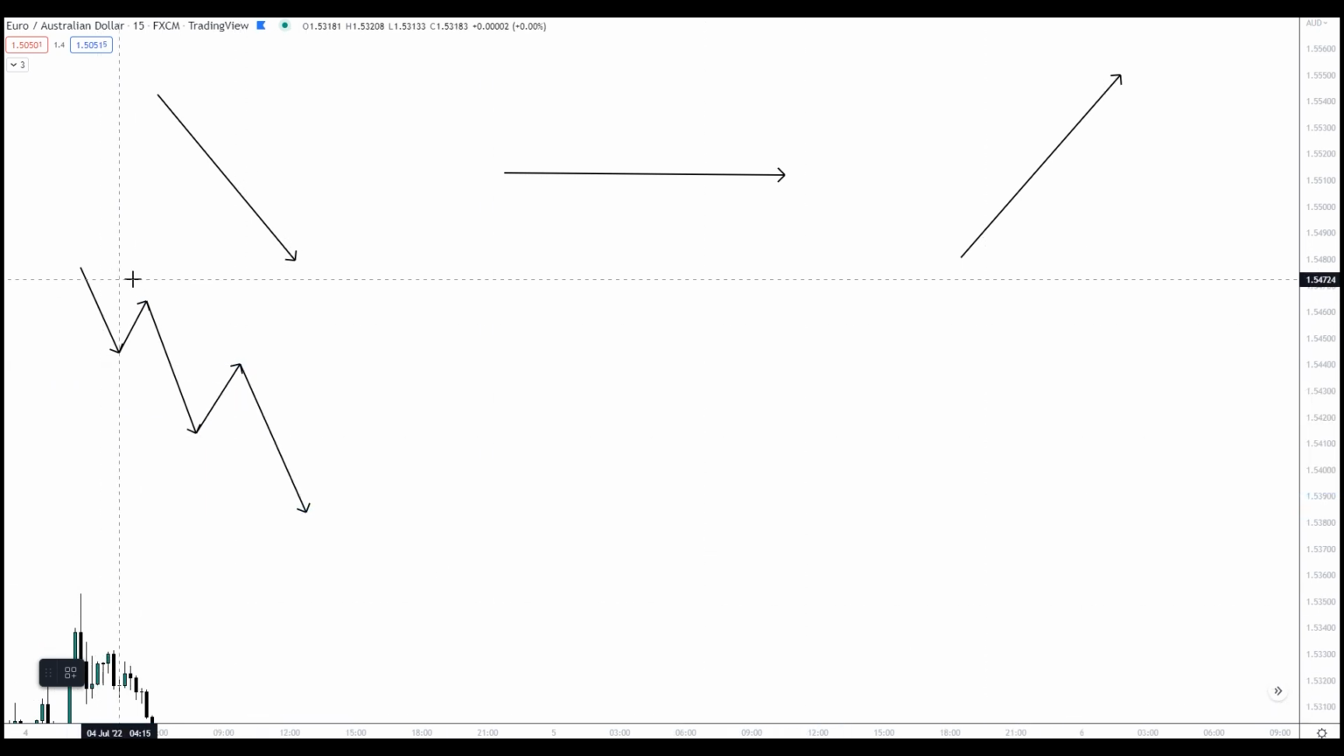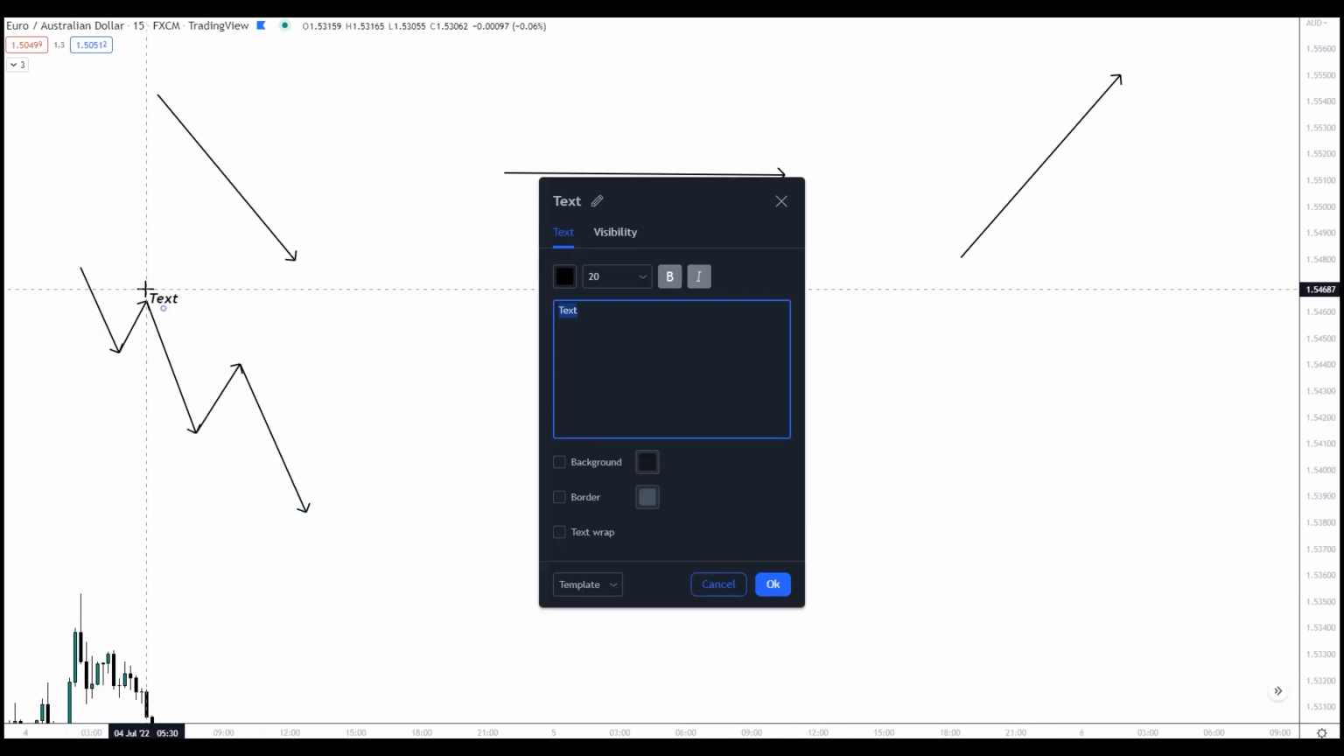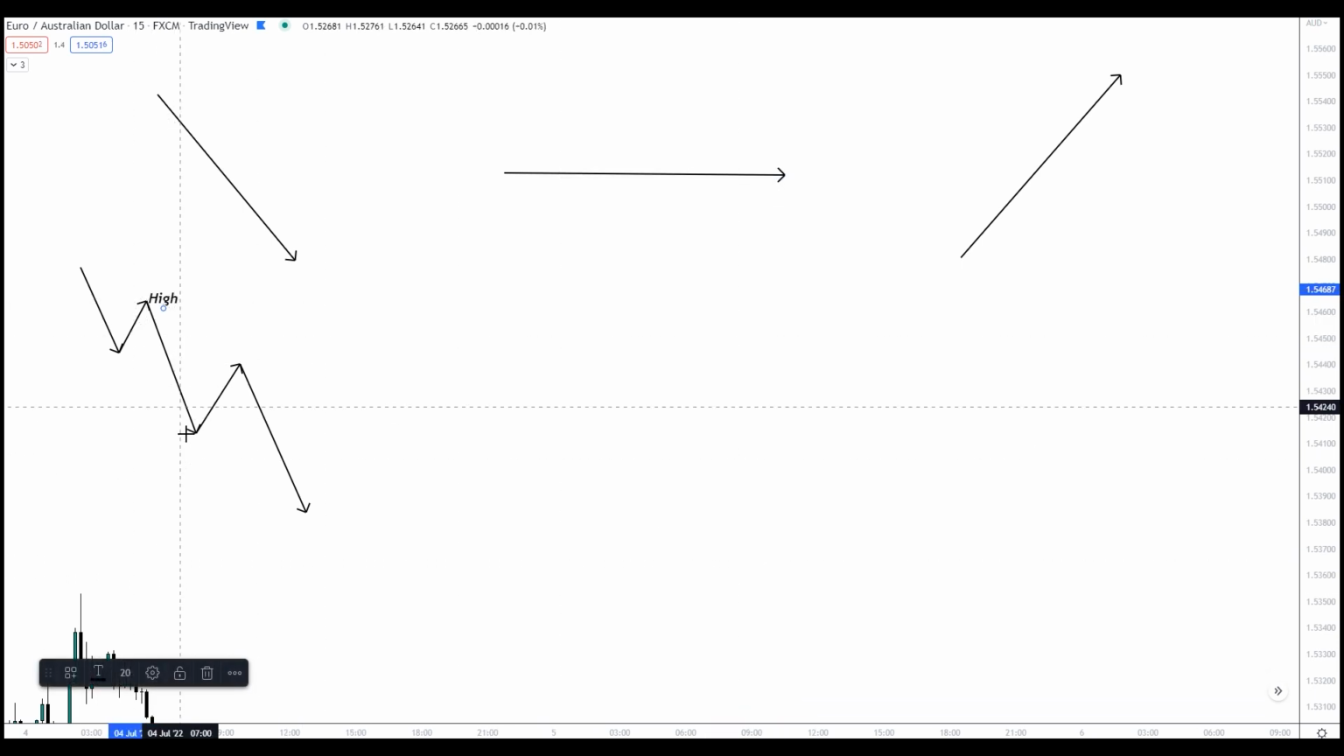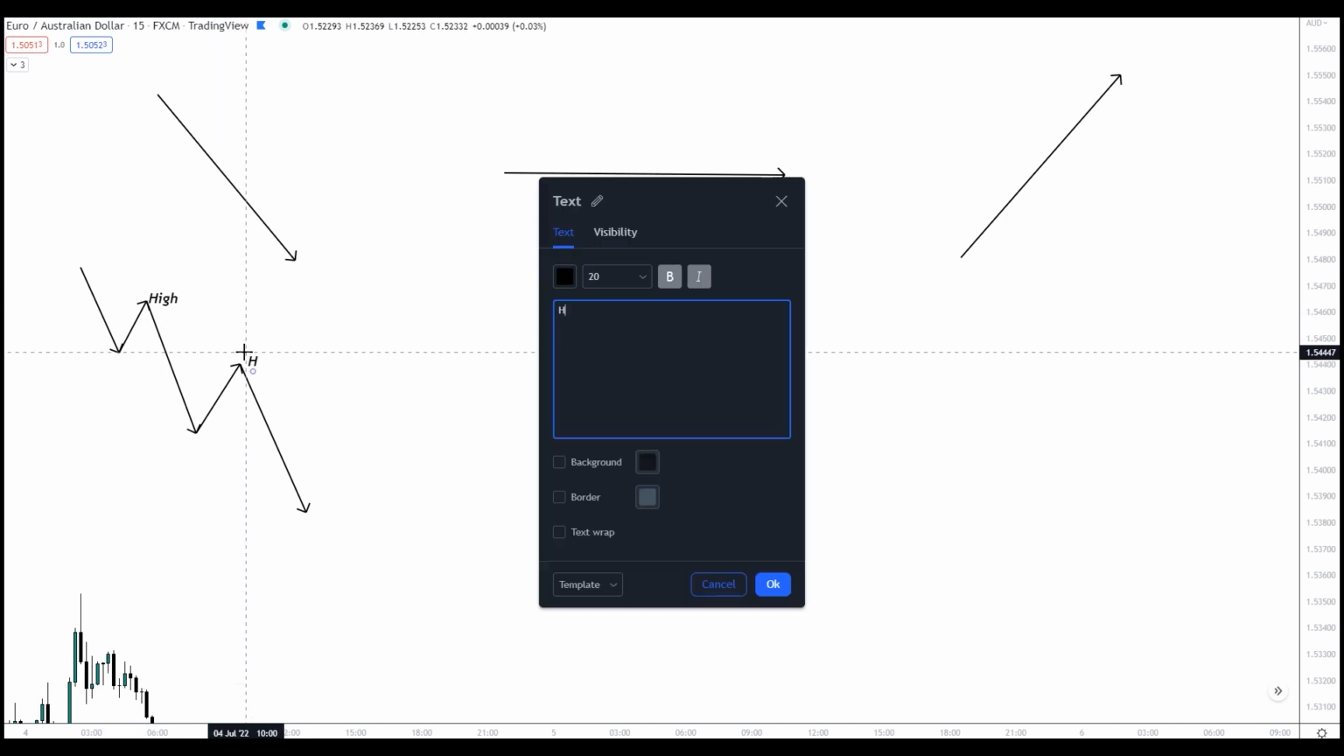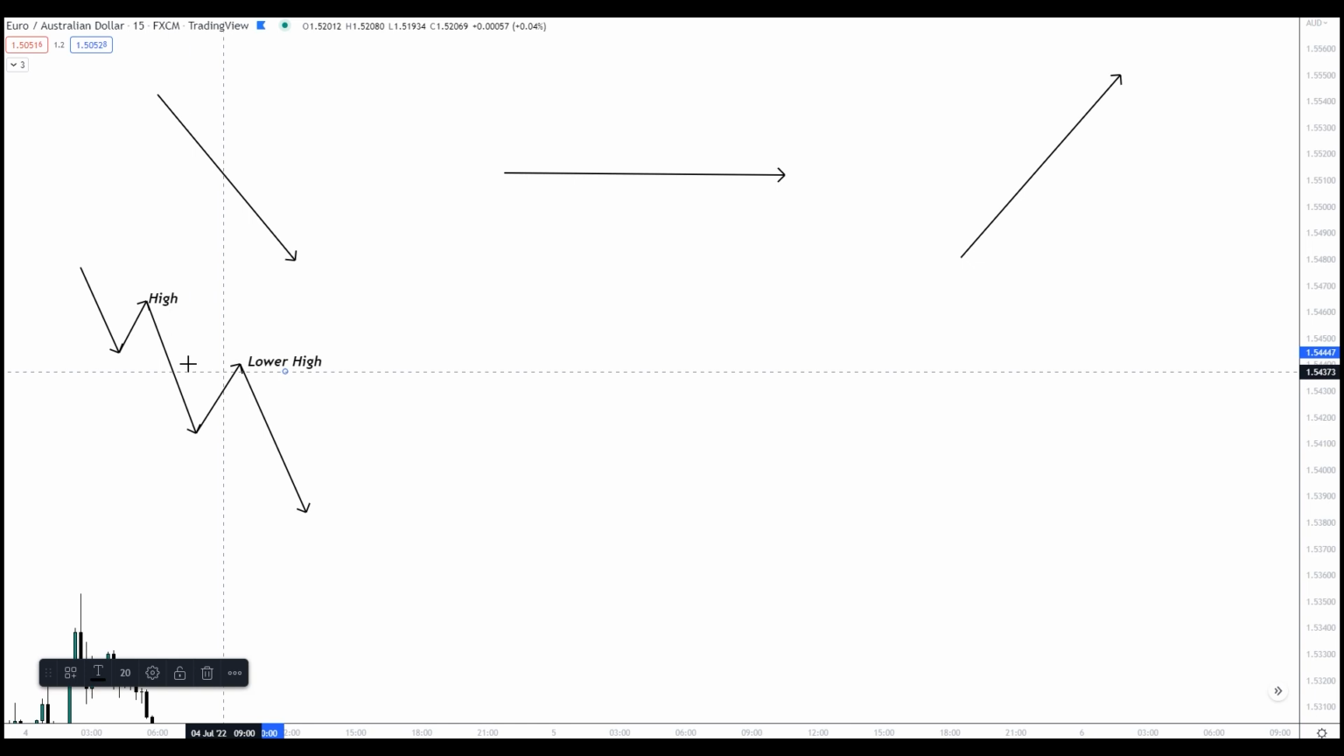If we want to identify this, you can see that this here is, and we will initially call it a high. So that is a high within the market. Now, what do we notice about the next high? The next high is lower than the previous. Therefore, we would call this a lower high, because as it says, this high right here is lower than the one previous.